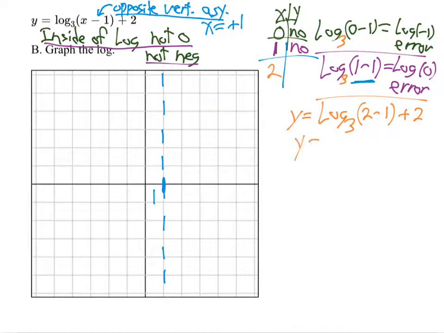Now that's log base 3 of 1 plus 2. Now, how do you figure out on your calculator a log base 3? You don't have a log base 3 button. You just have a regular log button, and you also have a natural log button. So how are we going to do log base 3? Well, here's a trick for doing log base 3.